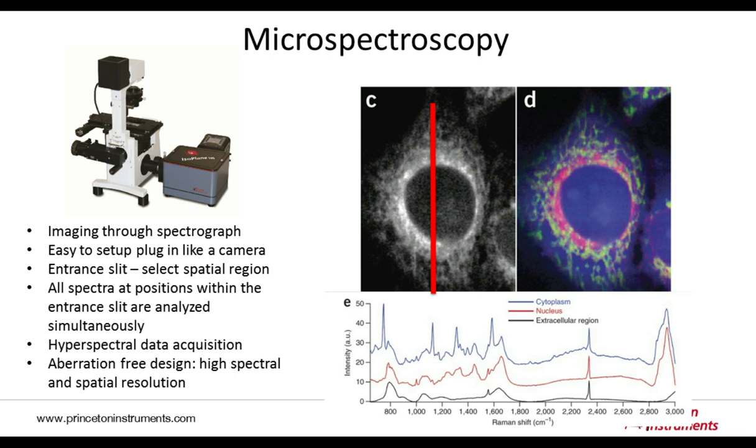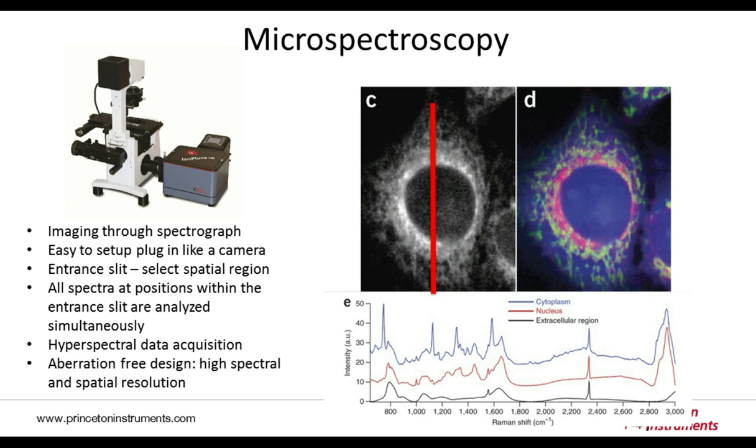Using an aberration-corrected spectrograph, as in this case, allows us to even image in high quality directly through the spectrograph. That is very helpful, for example, to precisely position the sample where you want to investigate it. Closing the entrance slit of the spectrograph then selects a small spatial region from which the data is collected. That's illustrated by the red line in the image here.